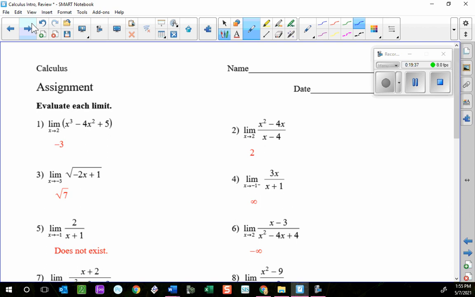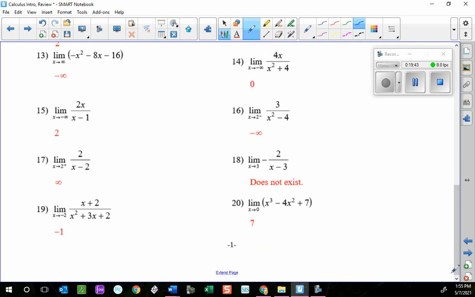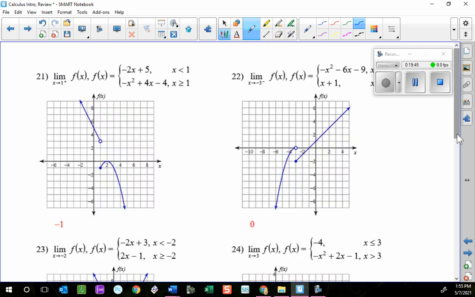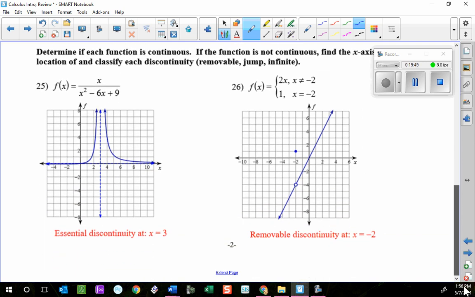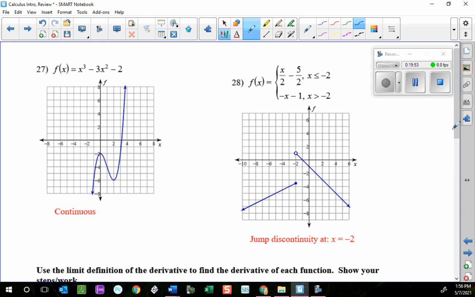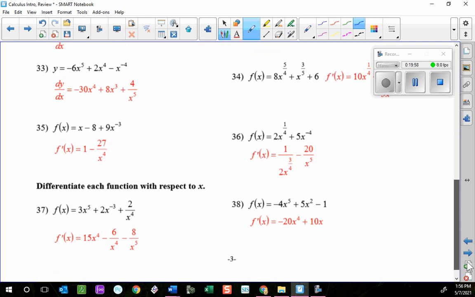Oh, and if you need it, here are the solutions as well. You can look through there. Hopefully I got them all correct. All right, and there are your answers. If you want to pause and look at anything, I'll put them up there too. And there's all those derivatives.